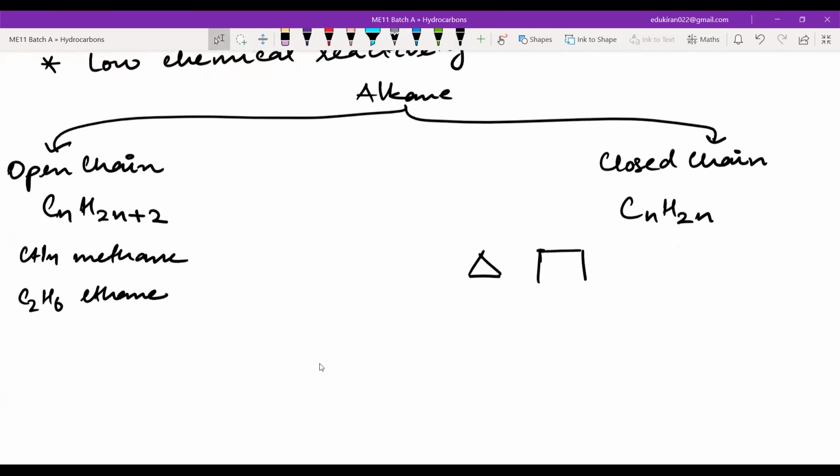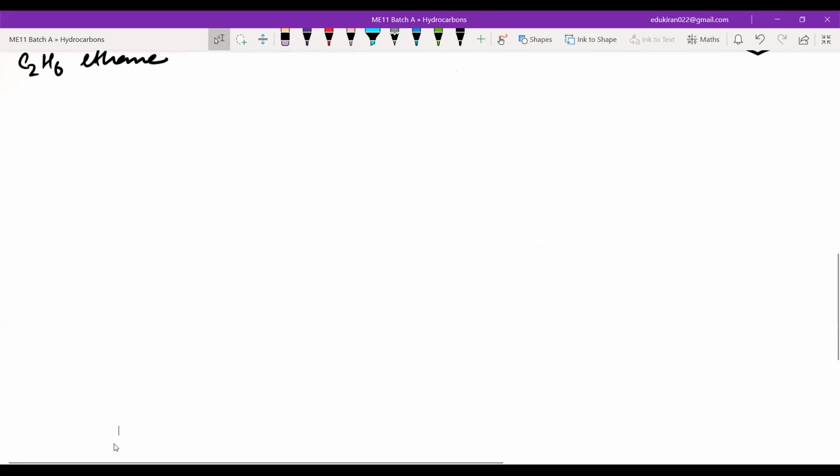In closed chain, you have structures such as cyclopropane, cyclobutane, cyclopentane, and cyclohexane. So these are the closed chain structures. I hope you have already seen all of these things. Yes or no, guys? Tell me. Yes, all of you have seen this type of thing, right?